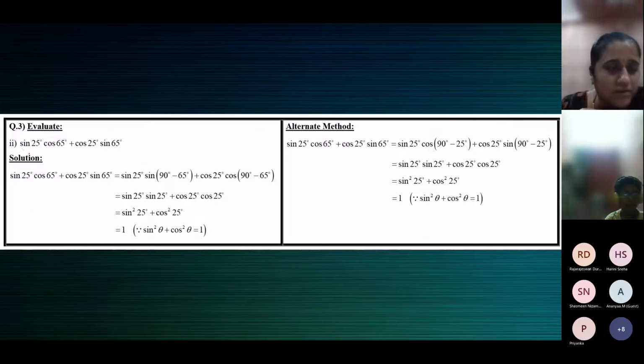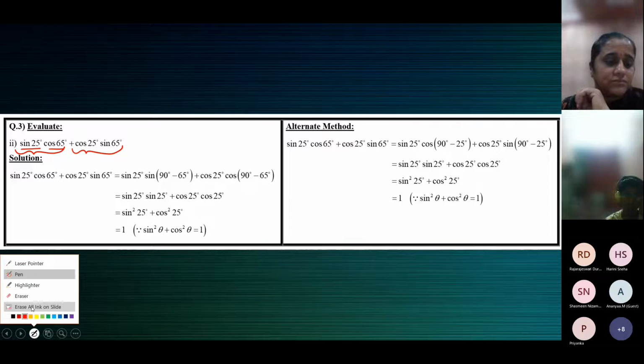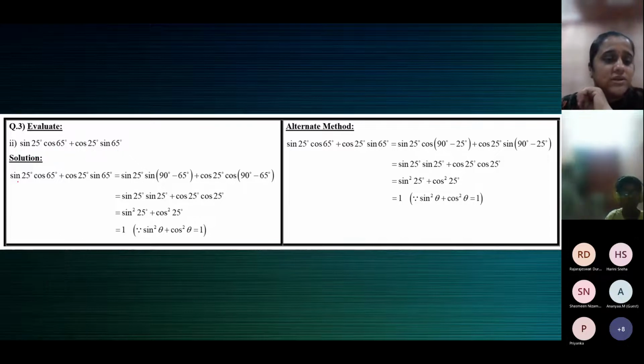So you should look at this, and then this is sine 25 cos 65. So you must make the sine square theta, and this one cos square theta. So sine square theta plus cos square theta is 1. All right. So now this is the given expression.